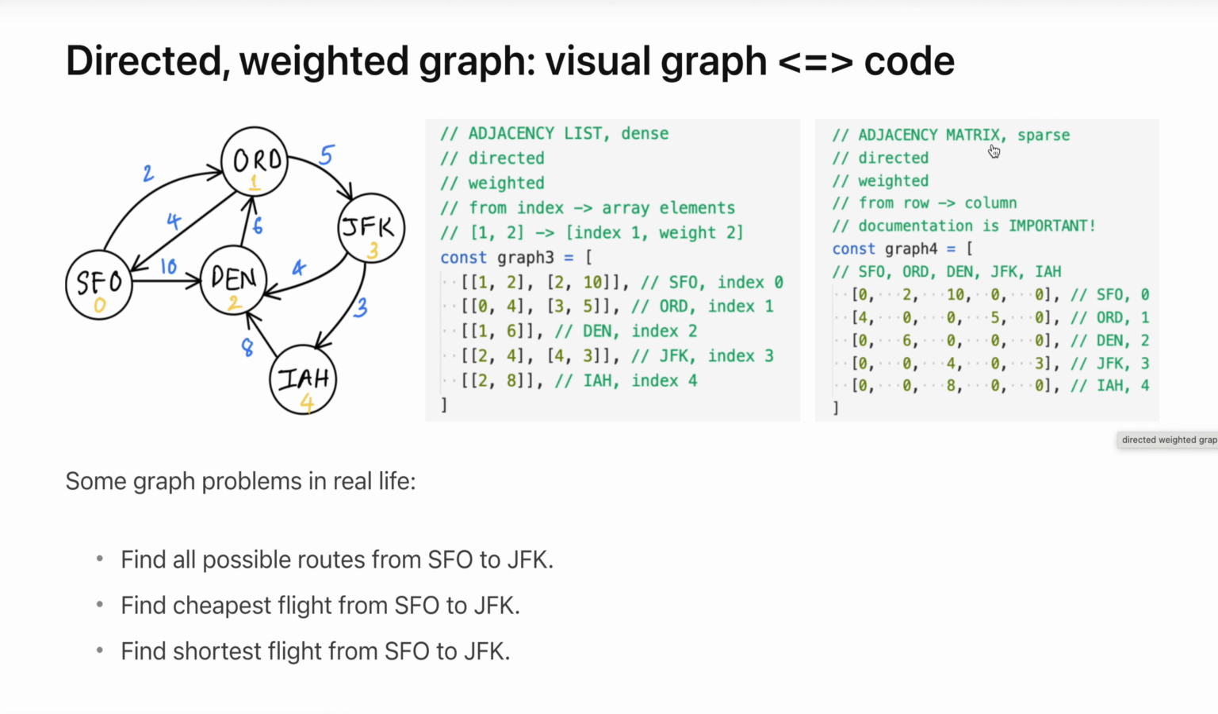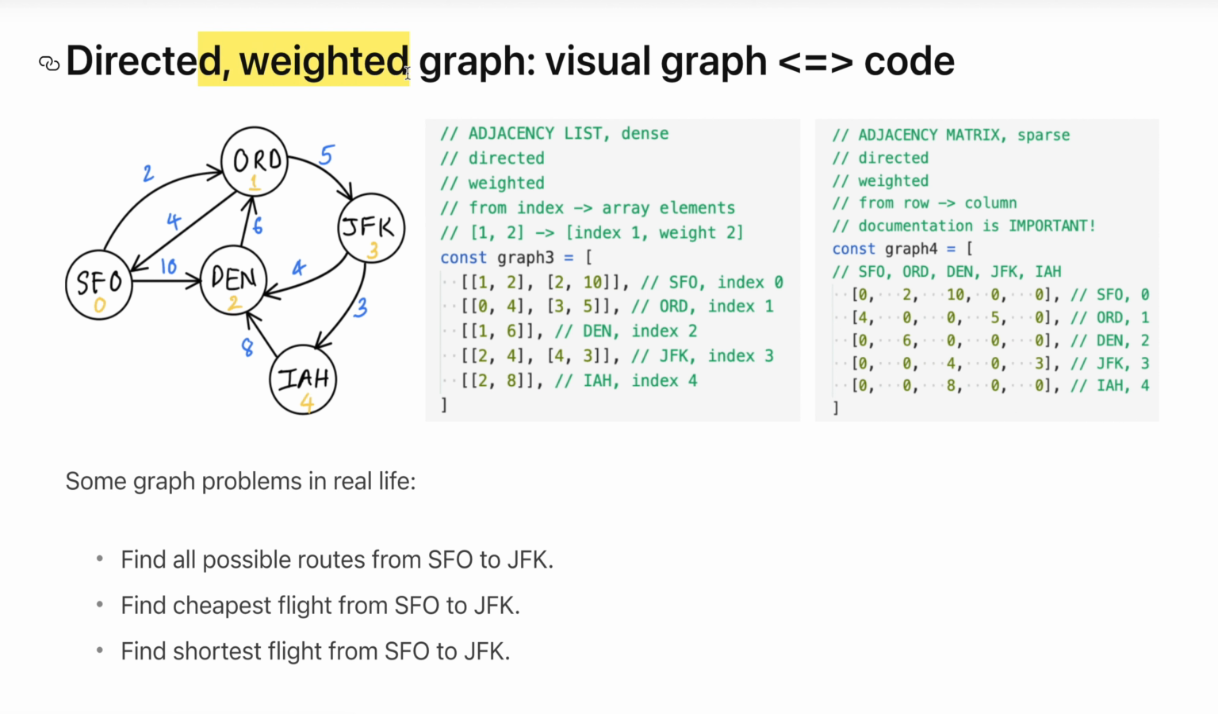For adjacency matrix, to represent the weight, we simply replace the number 1 with the number of the weight. So for example, with JFK here, we can go to DEN with the weight of 4. And JFK also can go to IAH with the weight of 3, which is what we see here. So that's how we present a weighted graph in adjacency list and adjacency matrix.